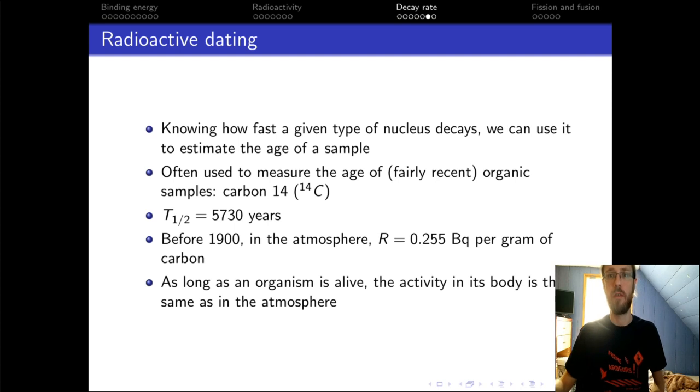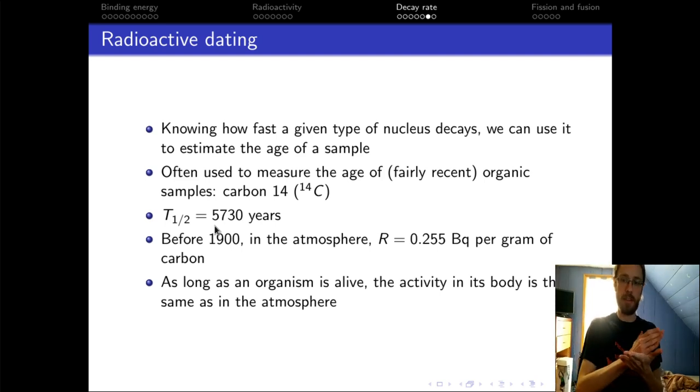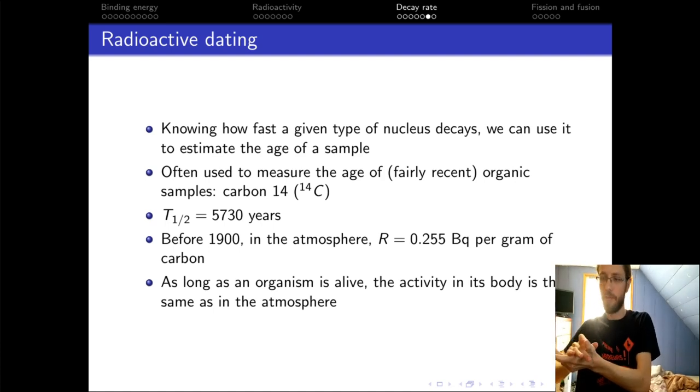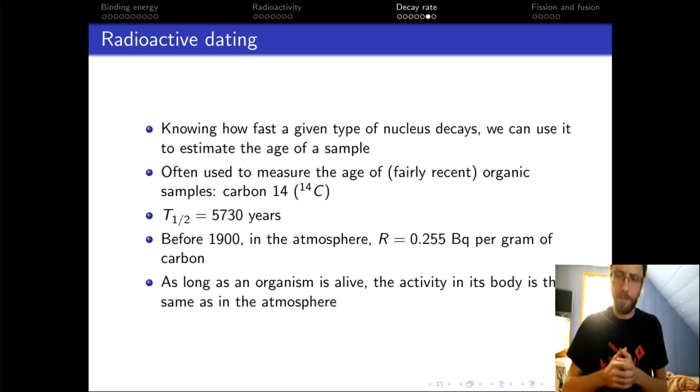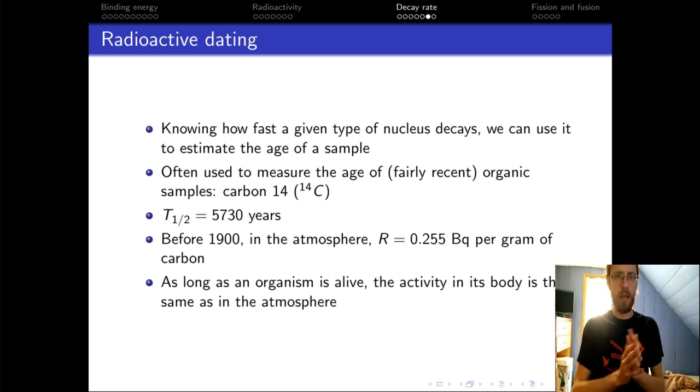For other types of samples, for instance, for older ones, we sometimes use some other radioactive compounds, but with larger half-lives. Carbon-14 is mainly used for fairly recent deaths because of its half-life, which is approximately 6,000 years. So if you wait 6,000 years, half of your nuclei are gone. Another 6,000, half of what remained afterwards is gone. Another 6,000, half of this, another 6,000, another half. So after maybe 20,000-25,000 years, most of your sample is gone. You always have some remaining, but most of it is gone.